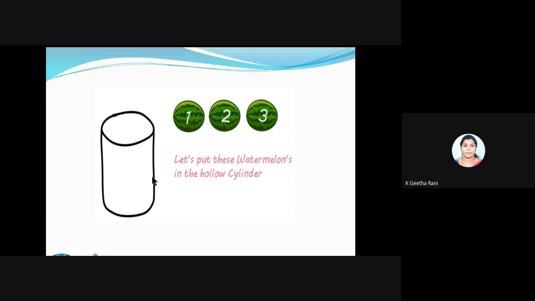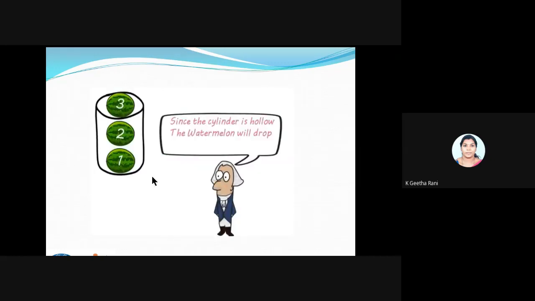Since I said it is a hollow cylinder, we have an open end at the bottom also. So your watermelon will be dropping out, coming out. So this is your queue actually. The watermelon I put in first will come out first. If I want to remove, my first watermelon will come out from the hollow cylinder. So this is the concept of a queue.